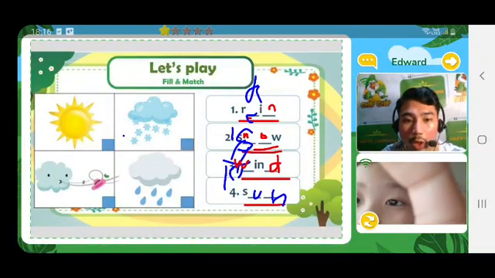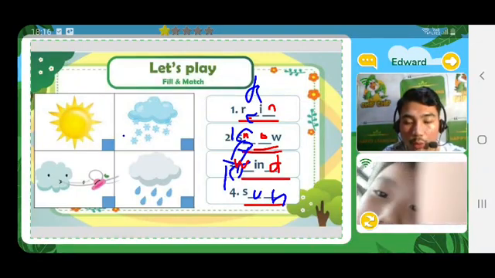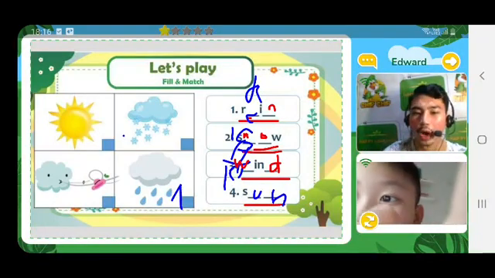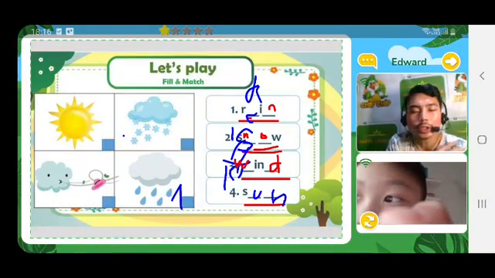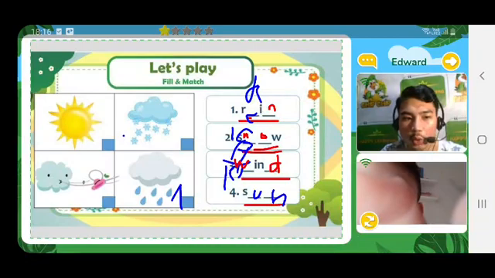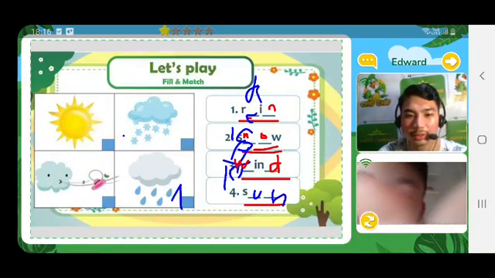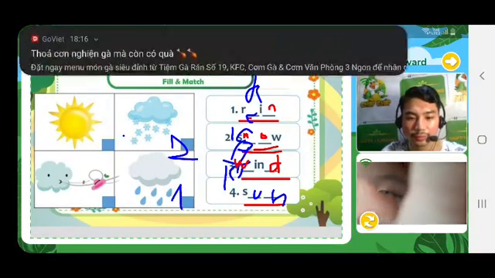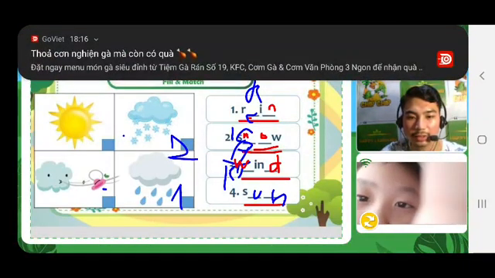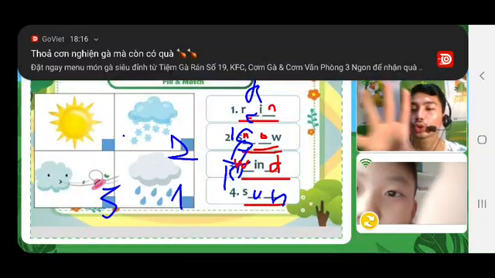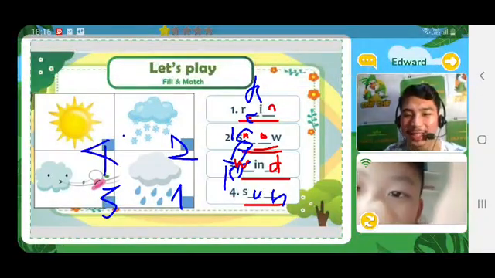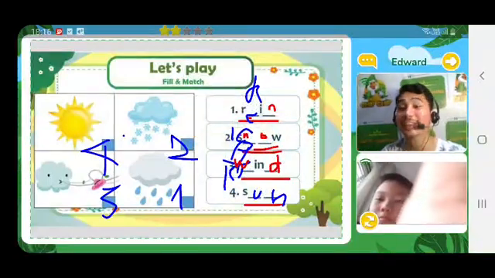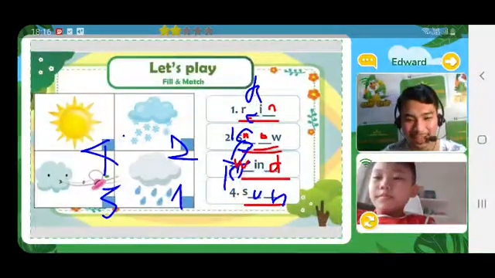Put number one. Where's the rain? Picture. Number two, snow. It's very cold. Snow. Yes. Number three, wind. Sun. Wow. Good job, Quang Tuan. Very good. Okay. How about the next one?